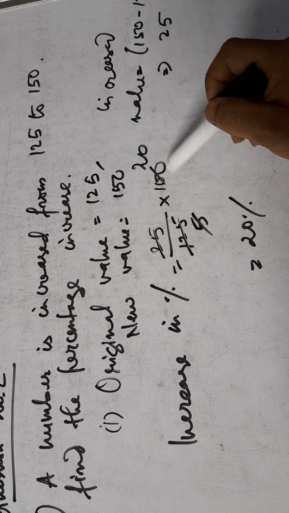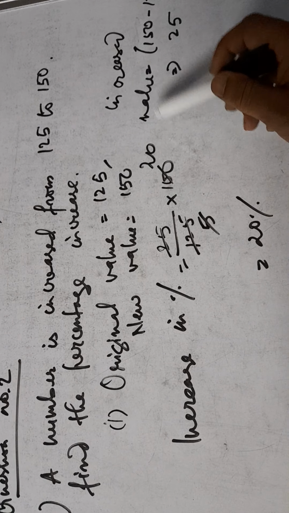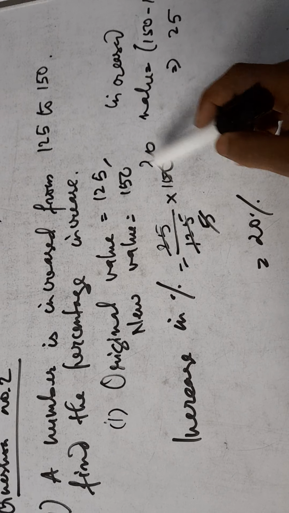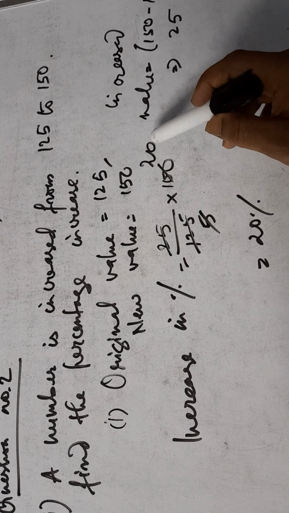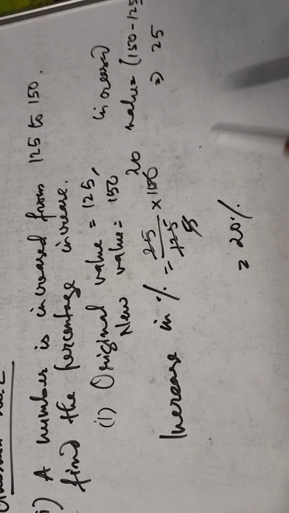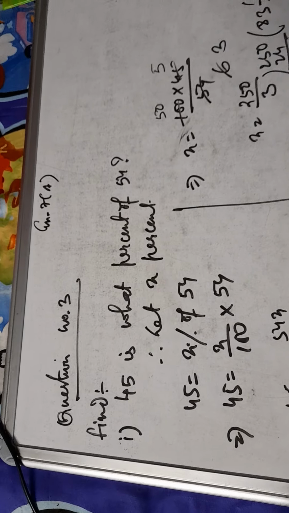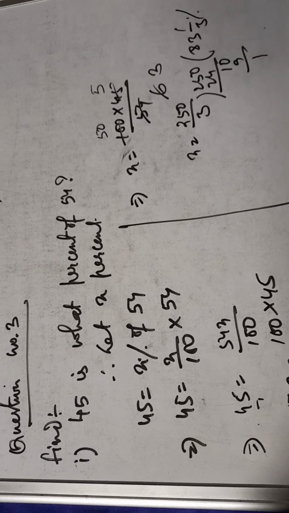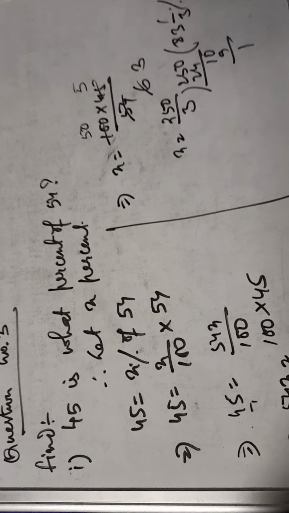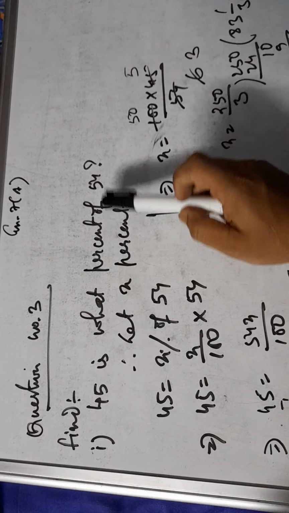into 100. So 5 twos are 10, 5 twos are 10, again the 0 will come with the 2, so 20% is your answer, the second question's solution. Now the question number 3 is: find 45 is what percent of 54. 45 is what percent of 54.